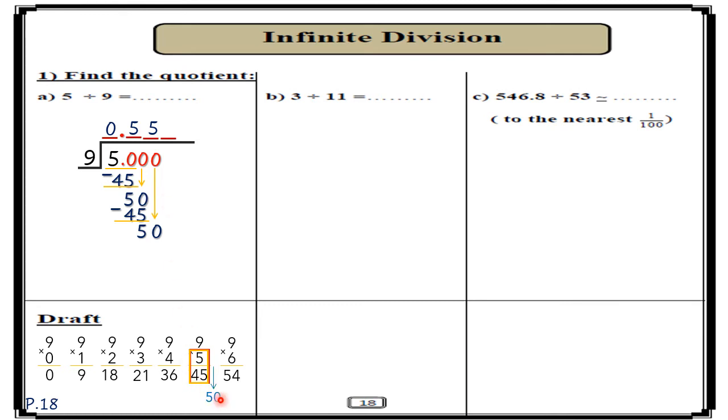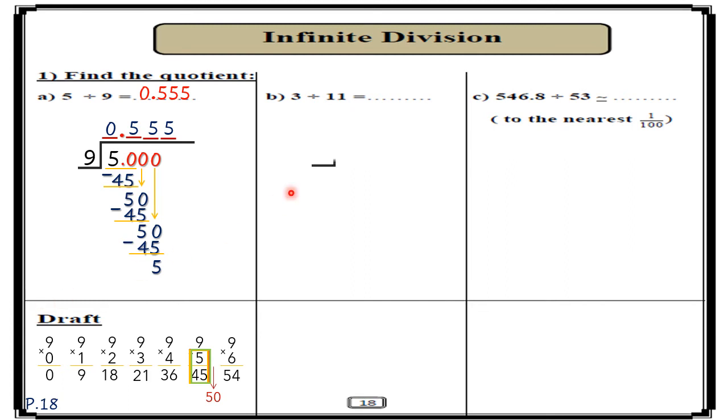Do we have 50? No. So I have to take the smaller, which is 45. Okay, the number which is up, up; the number which is down, down; minus. 50 minus 45 equals 5 again. So that means this is infinite division. When I recognize this division actually is infinite division, we have to stop at the third decimal place. So this is enough for me. So the answer now is 0.555.